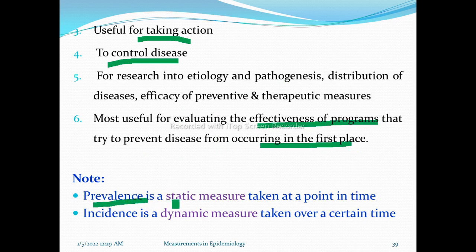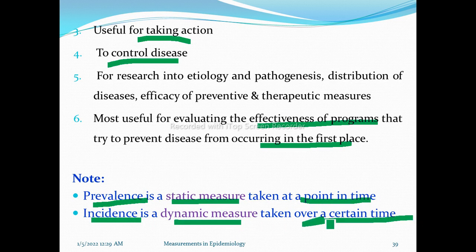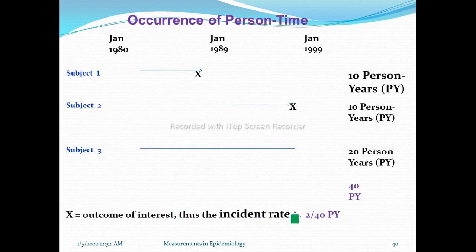Then, prevalence is a static measure taken at a point in time, for instance point prevalence. Incidence is a dynamic measure taken over a certain time. There is a follow-up time or follow-up period. When comparing and contrasting point prevalence and incidence, point prevalence is a static measure taken at a specific point in time, whereas incidence is a dynamic measure taken over a certain time period or duration. So these are their differences.